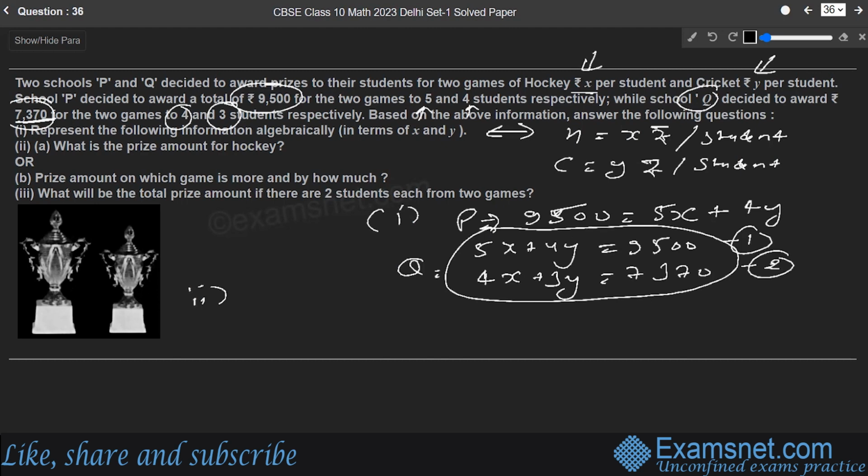Now the second part. What do they say in the second part? What is the prize amount for hockey? We need to solve these two equations for that.